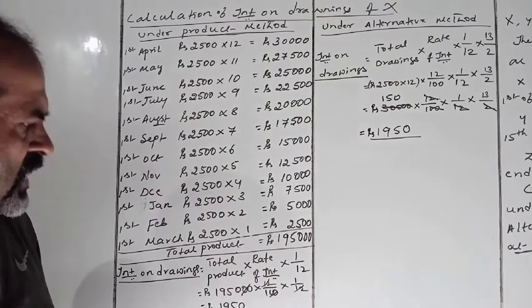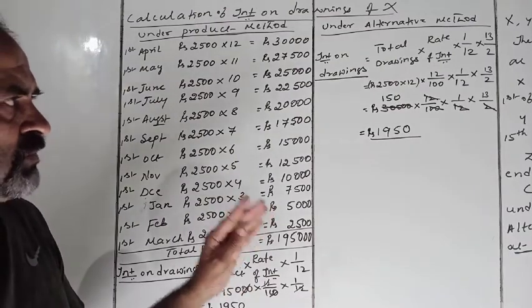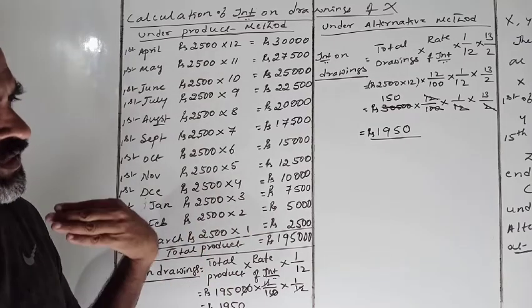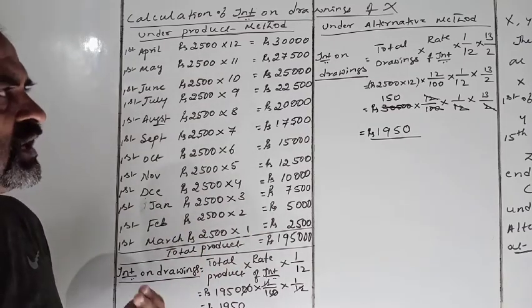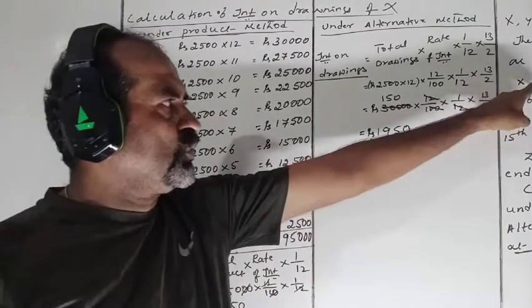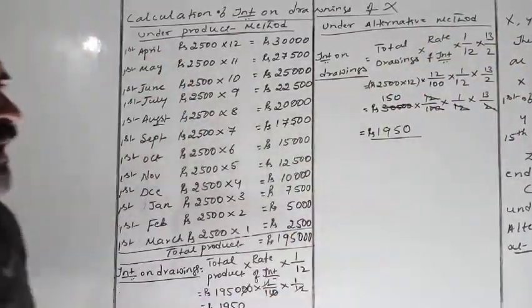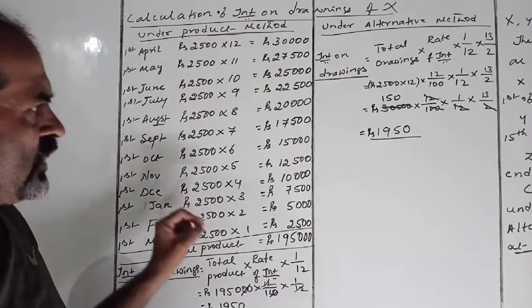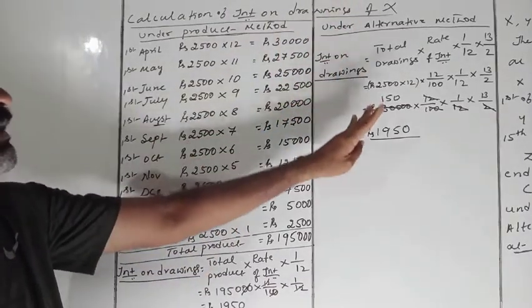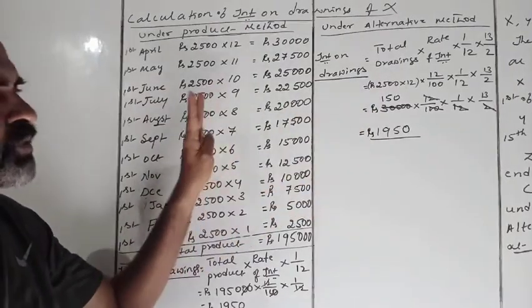That's why I am telling you, when the problem asks to calculate the interest on drawing at 6% or 10% or 12%, but the partner withdrew a uniform amount at equal intervals, calculate the interest on drawing under the alternative method, not the product method.